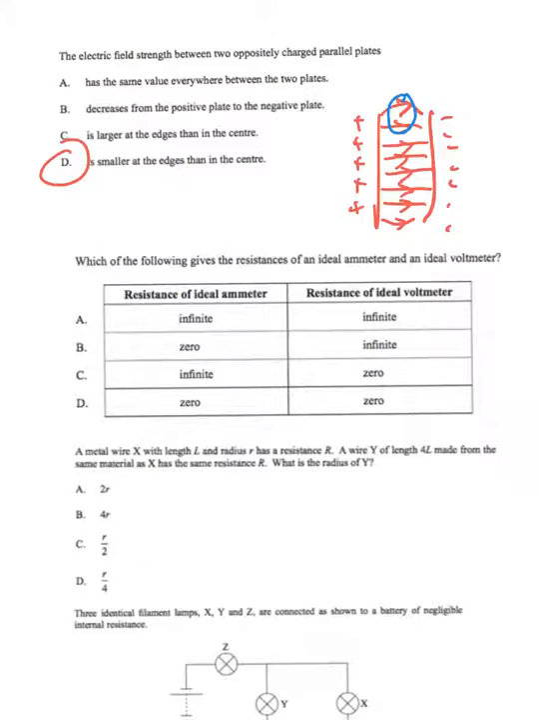All right, next question. Which of the following gives the resistances of an ideal ammeter and ideal voltmeter? Now, this is what we talked about last class. Remember, the ammeter measures current. In order to measure current, I need to make sure that all the current is flowing through my ammeter. So for that to happen, I need to make sure that the ammeter has 0 resistance. So it can't be this one, and it can't be that one, because the ammeter has to have 0 resistance so that all the current flows through there.